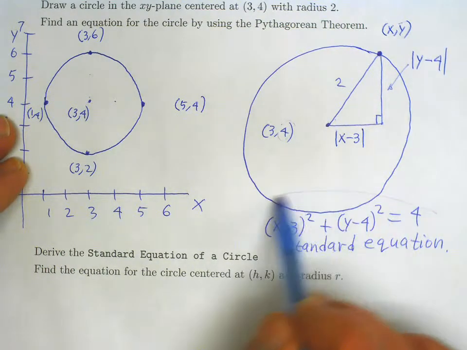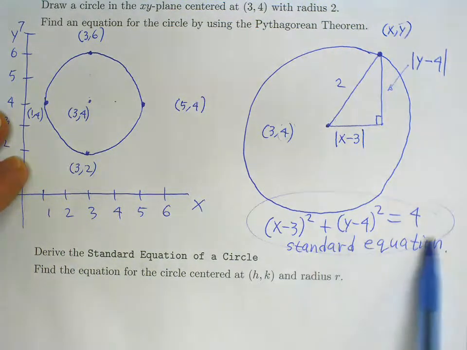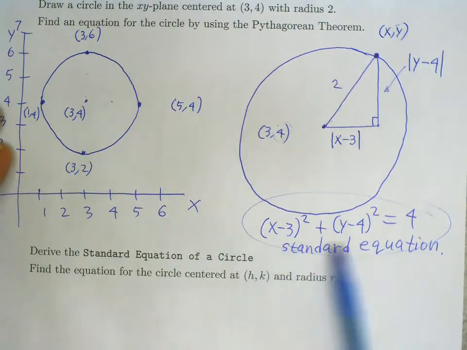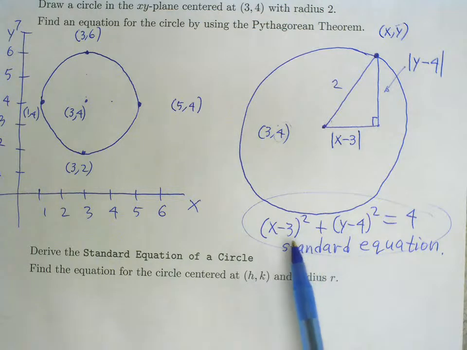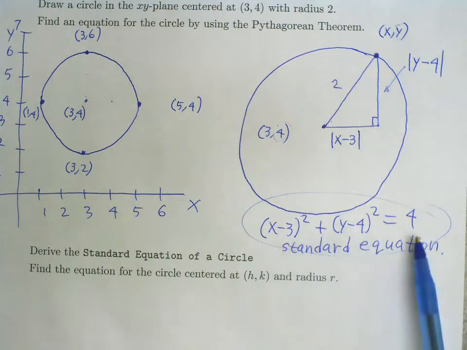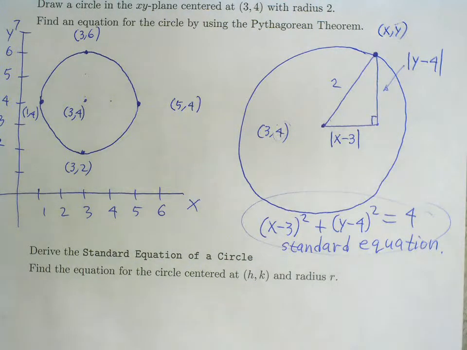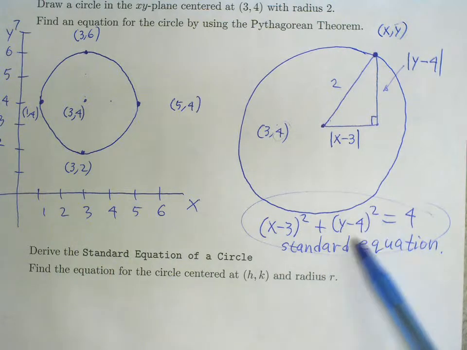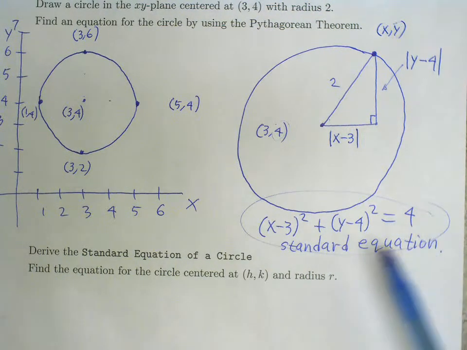But it will be easier to remember what the standard equation of a circle is if you remember that this equation is just the application of the Pythagorean theorem to a right triangle. So this is like the length of one leg squared plus the length of the other leg squared equals the radius squared. It's just the Pythagorean theorem.